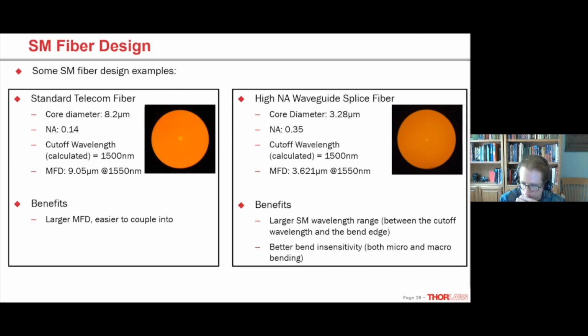Gotcha. How can imperfections in the rotational symmetry of the fiber change its single mode operation? Is it similar to the effects of microbending?